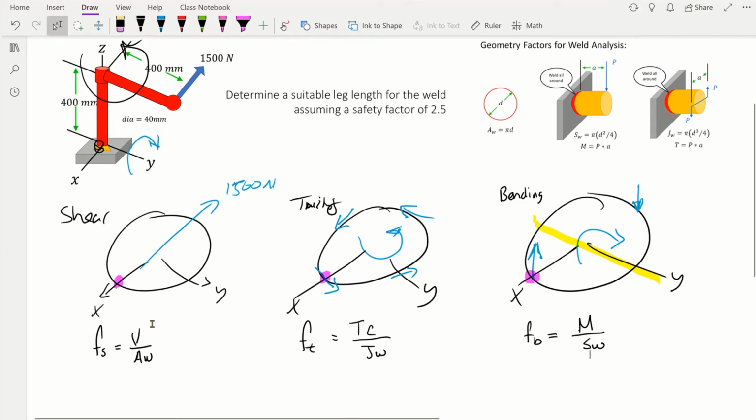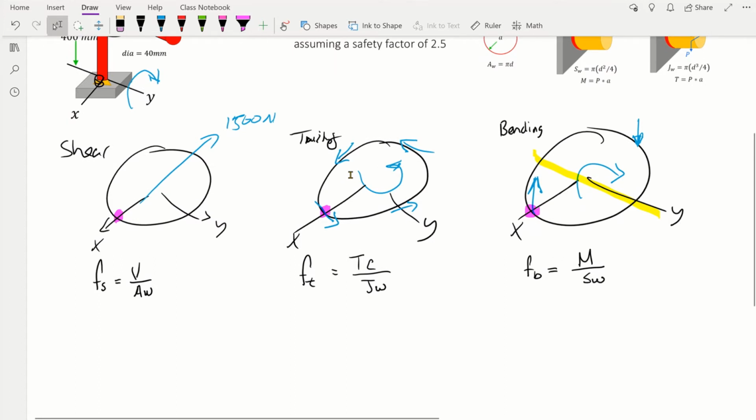The next thing that we would do is look at a book for geometry factors for these weld analyses. I went ahead and put the ones here for when we have a circular weld, right? A weld that goes all the way around. And it's telling us, for example, that this quantity AW is simply pi times diameter. We call it AW. You might think of it as an area, but remember when we're doing this weld analysis, we're thinking of the weld not as an area, but just as a line, so like in one dimension. So here we go.